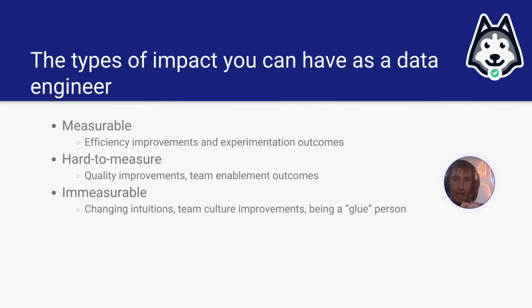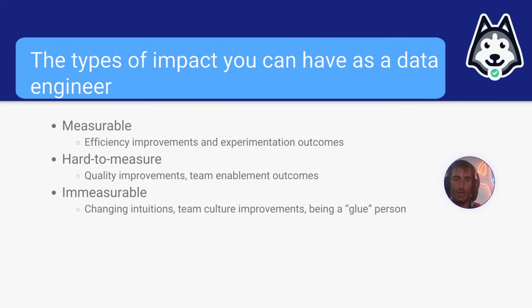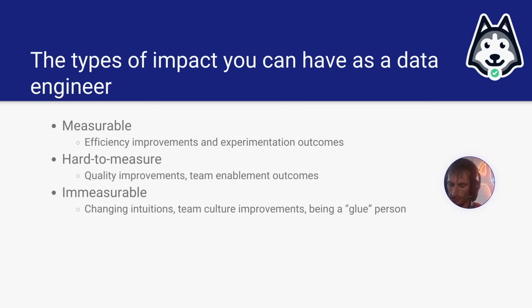The types of impact. You got measurable, hard to measure, and immeasurable. So if you think about measurable, it's you made a pipeline more efficient, congratulations, or you enabled an experiment to run that moved a metric. That's another easy way to have measurable impact. It's like you provided metrics that moved, that enabled an experiment to run, and that experiment caused these metrics to move. So you can claim some of that impact.